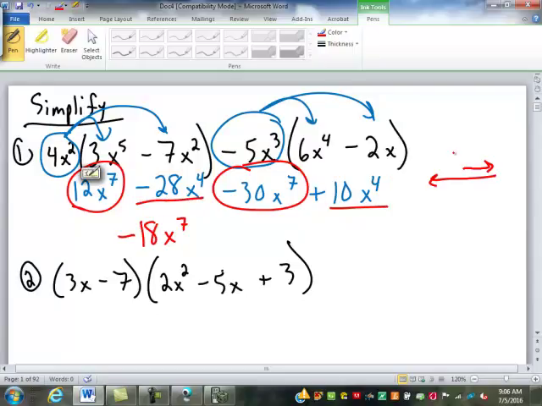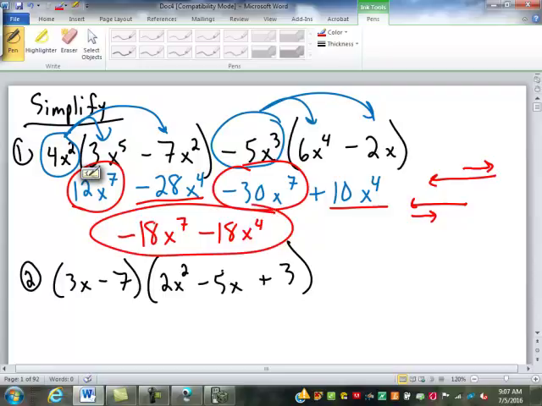Perfect. Negative 28x to the fourth and positive 10x to the fourth. Negative 28 and positive 10 makes negative 18x to the fourth. So negative 18x to the seventh minus 18x to the fourth is what we get. How many of you had that? Good deal. Any major questions on where that came from?